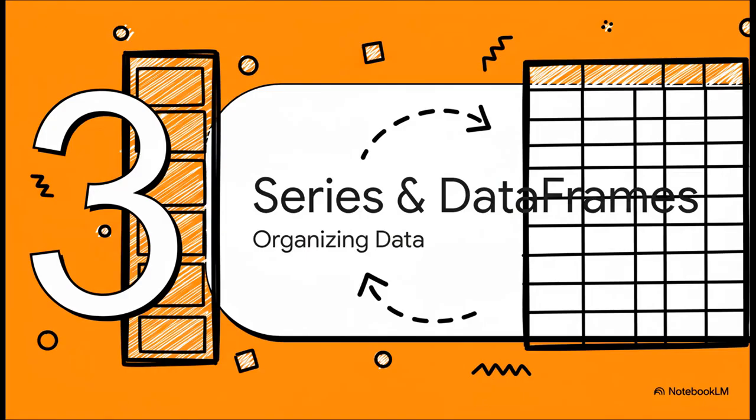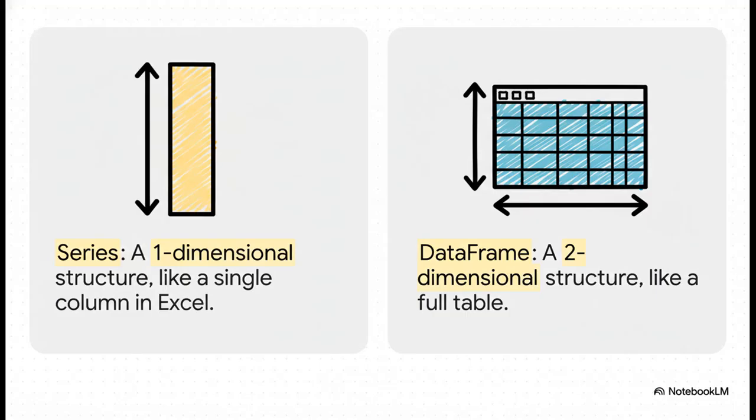Okay, so inside the pandas world, our data gets organized into 2 main structures. You absolutely have to know these 2. They're the basic building blocks of everything we're going to do: the series and the data frame. So what's the difference? It's actually really simple. A series is just one-dimensional. Think of it like a single column in your spreadsheet.